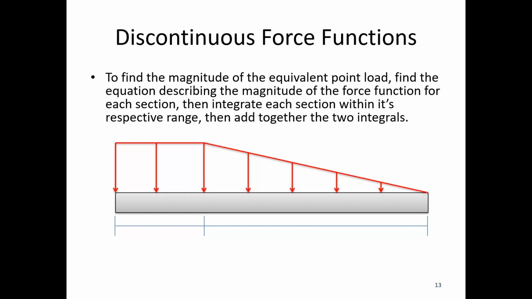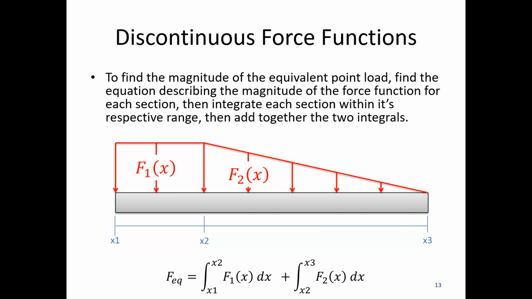There's no single mathematical function f of x that's going to describe the entire length of this, but I can easily come up with an f of x for section 1, going from x1 to x2, and a separate f of x for the second section, going from x2 to x3. To find the FEQ, I simply need to add together the two integrals. So I'm going to integrate f1 of x from x1 to x2, integrate f2 of x from x2 to x3, add those together, that gives me FEQ.